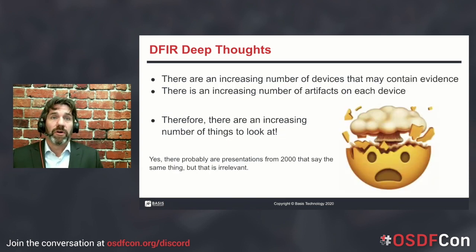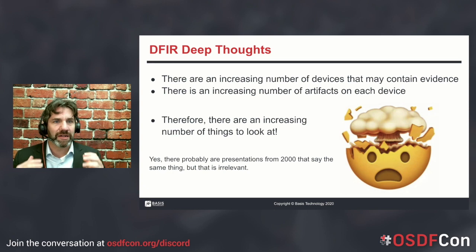There's an increasing number of devices out there that contain evidence, and there's an increasing number of artifacts on each of these devices. And therefore, there's an increasing number of things to look at. So the law is basically, we have more and more things to keep up with. Mind-blowing, right? There were probably some presentations from many years ago talking about this, but this is the reality that we've been facing for a long, long time. And honestly, we haven't done a whole lot better to actually deal with this bigger and bigger problem.